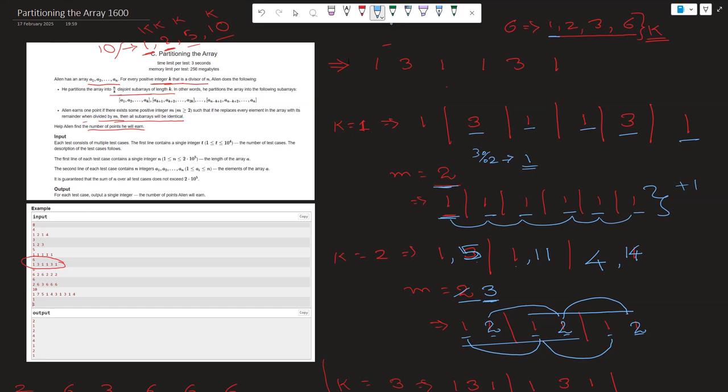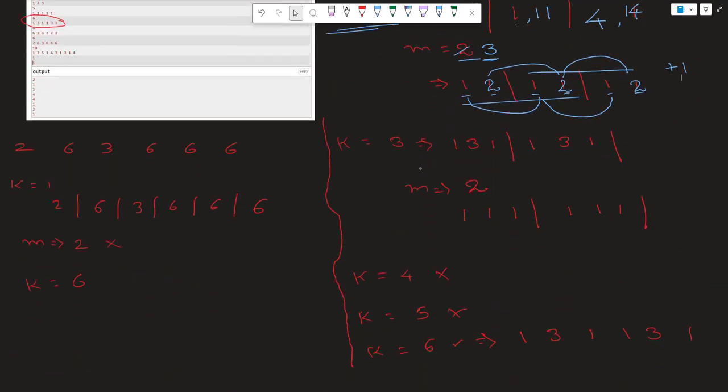Now this is our question: if we select a group of size 1, can we have any specific value of m which can make these groups identical? If yes, then I need to increase the counter. If k is 2, can we make the groups identical? If yes, we need to increase the counter again. So we need to check if it is possible or not.